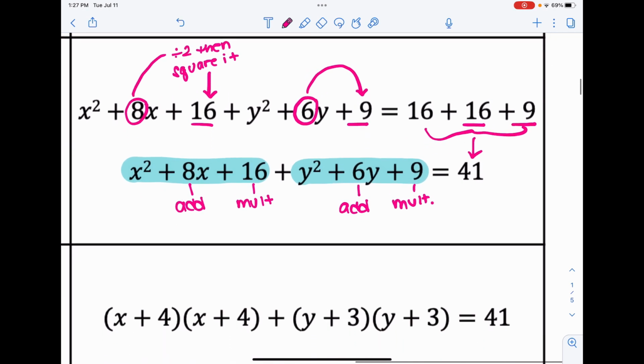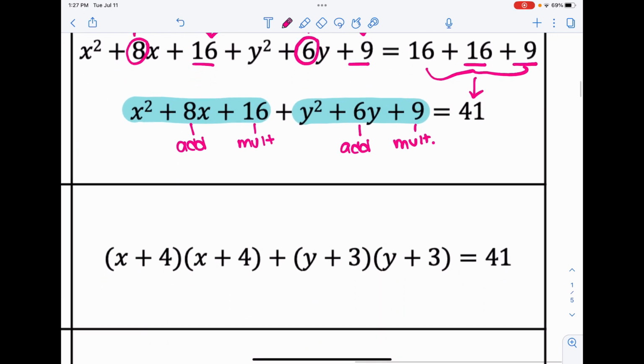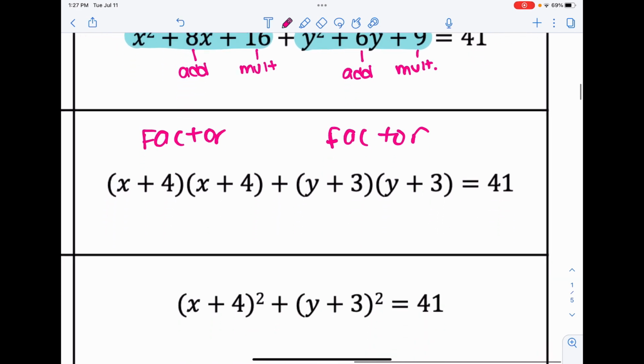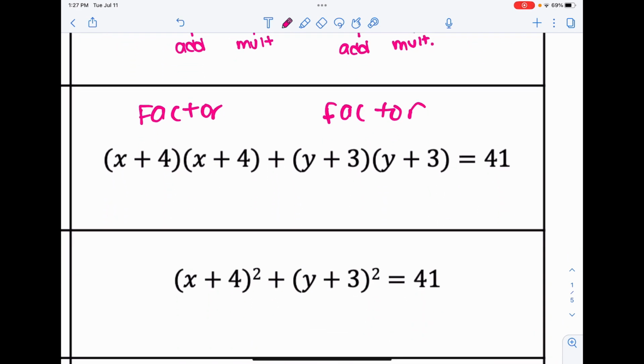So you'll notice if I scroll here, basically what I have done is I have factored that trinomial, and I factored that trinomial. So I got x plus 4 times x plus 4 and y plus 3 times y plus 3. And what I'm doing is just rewriting it. If I'm multiplying x plus 4 by itself, that's the same as squaring it. So I'm just putting this as x plus 4 squared instead.